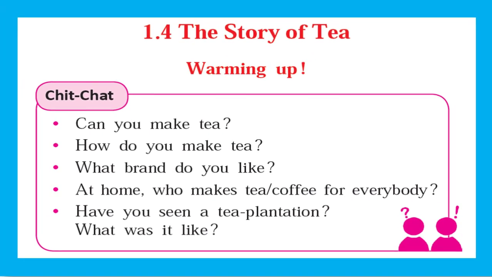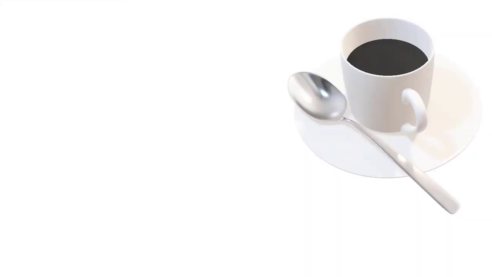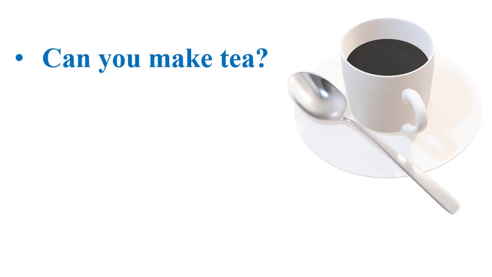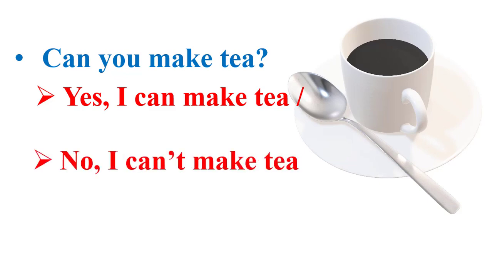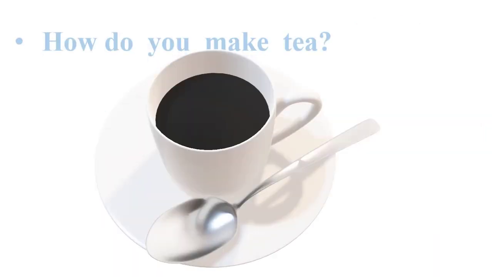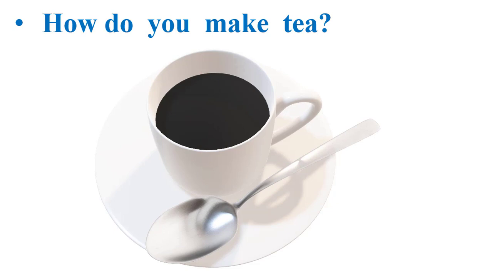Now let's discuss the answers to these questions. Our first question is, can you make tea? Students, it is a verbal type question. You can answer yes or no. If you know how to make tea, then you can say yes, I can make tea. And if you don't know how to make tea, then you can say no, I can't make tea. Our next question is, how do you make tea?